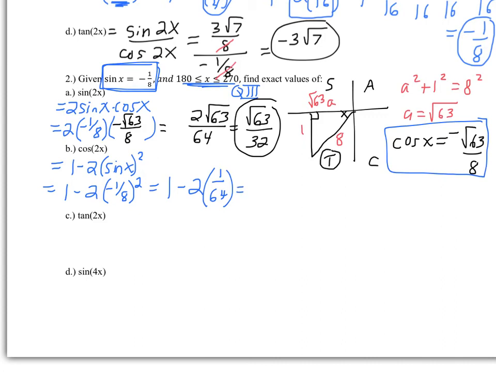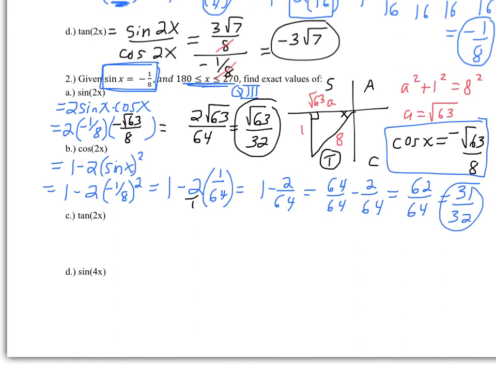Then from there, we're going to have to multiply this fraction by 2. Think of this as 2 over 1, so this is going to give us 2 over 64. We're not multiplying top and bottom by 2, just the top. From there, 1 is 64 over 64, so we're just going to get a common denominator. So 62 over 64, which becomes 31 over 32, for our simplified answer. And you could have used the other formulas. You would have gotten the same thing in the end.